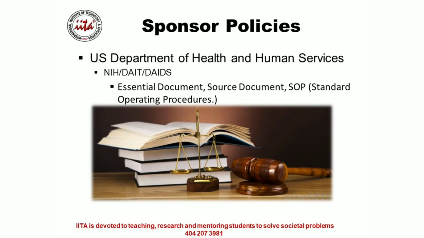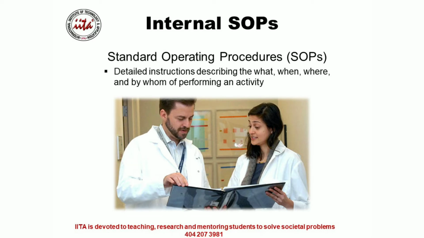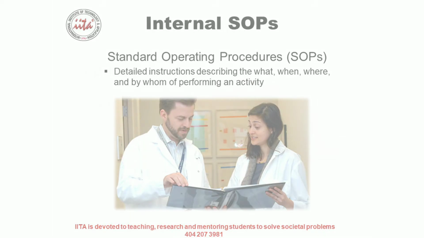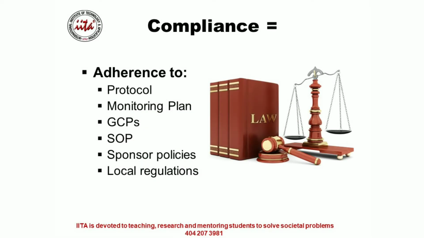Sponsor policies. This is part of the U.S. Department of Health and Human Services. It includes essential documents, source documents, and standard operating procedures. Internal SOPs, standard operating procedures. These are detailed instructions describing the what, when, where, and by whom is performing an activity. Compliance. This is adherence to protocols, the monitoring plan, GCPs, SOP, sponsor policies, as well as local regulations.